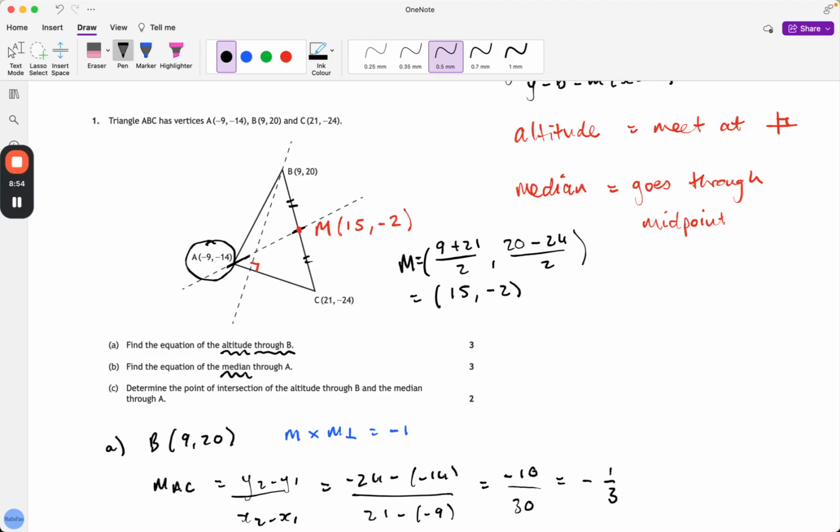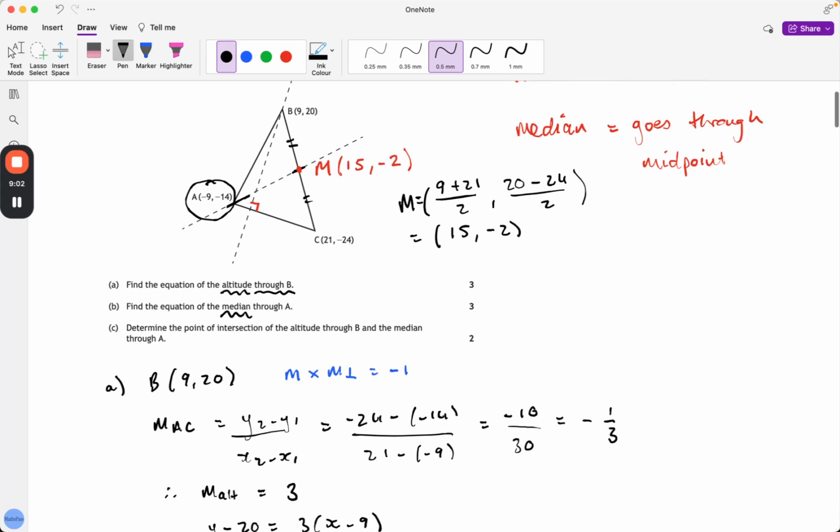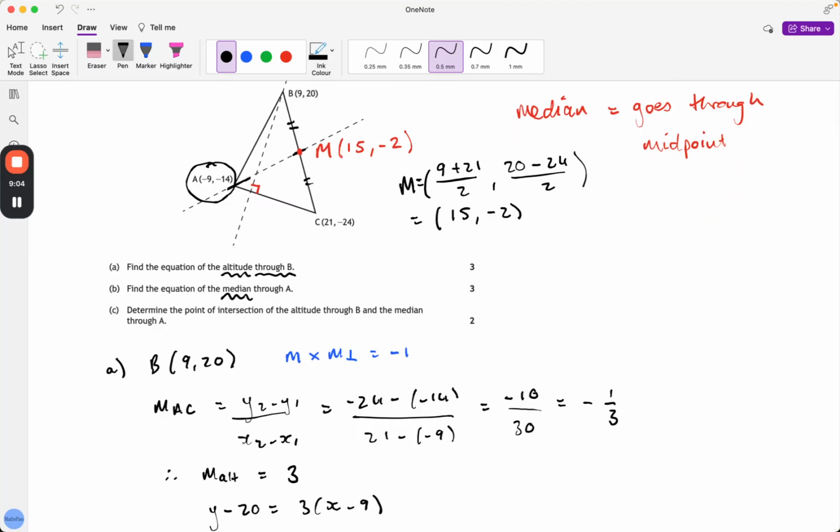We know the coordinates of A for sure, they've been given in the question. So when it comes to subbing in, you want to sub in for point A. Let's find the gradient first though. So we're going to use the point minus 9, minus 14 and 15, minus 2. So if we do that, let me just scroll down.